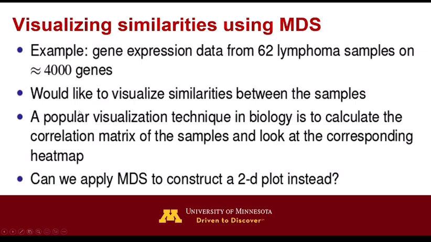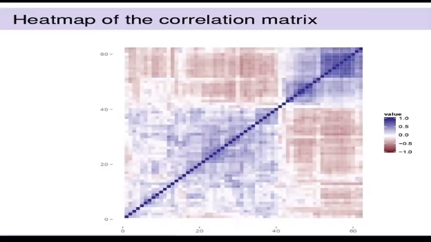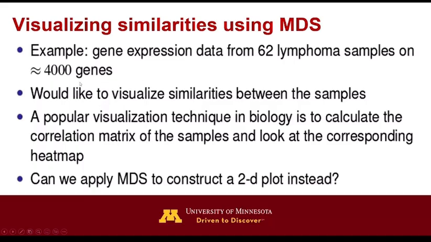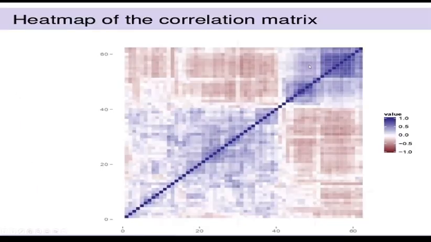Now, I said a popular visualization technique in biology to get this done is when you obtain a correlation matrix. But when you look at the corresponding heat map, you're going to be overwhelmed with the dimensionality issue in the data. And that was why I said, can we apply MDS to construct a 2D plot instead? But for you to appreciate the significance of MDS, I needed to take a look at the heat map. This is the heat map from the same data. You can see I got 62 samples of genes, lymphoma in particular, and you can see right here, this is not visible at all.